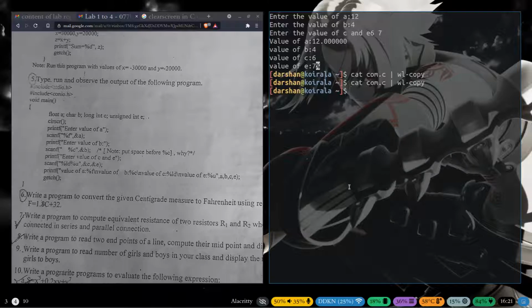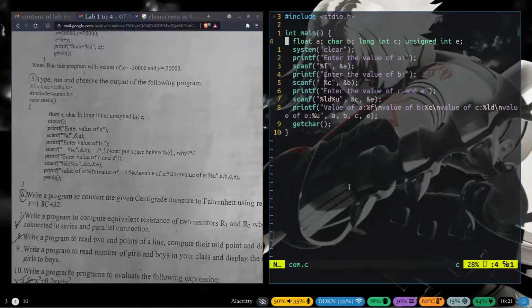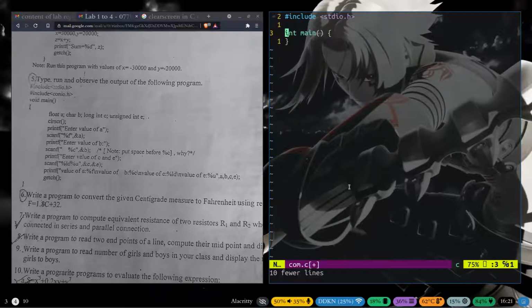Okay, yeah, everything till now was just nonsense programming. So now it is the real programming that we're gonna do. Okay, so write a program to convert centigrade to Fahrenheit using this one. Write a program to compute. Okay, basically scan it.